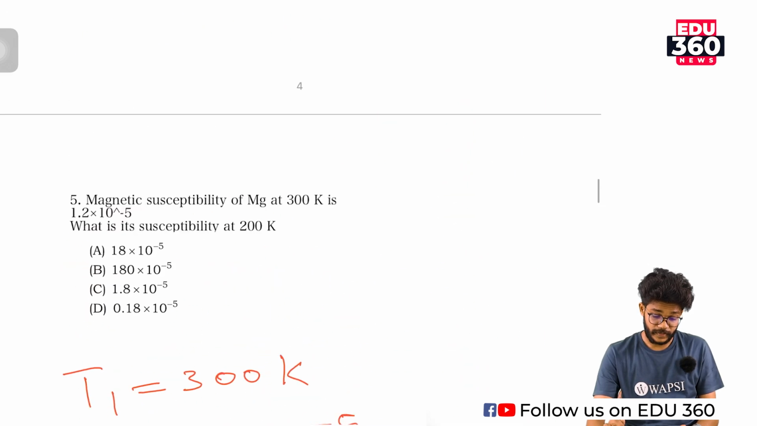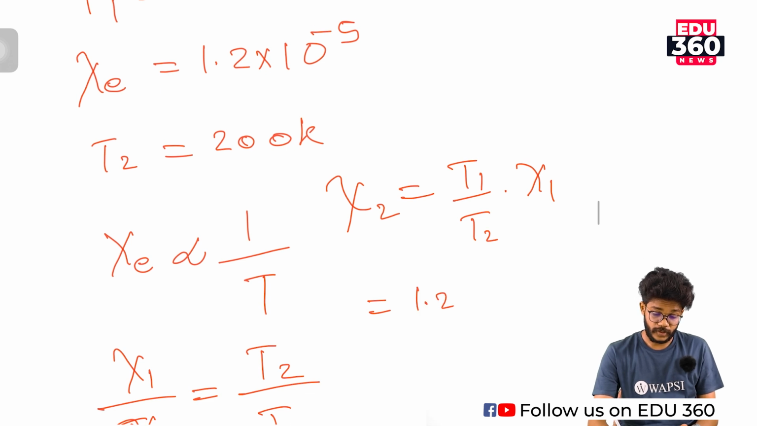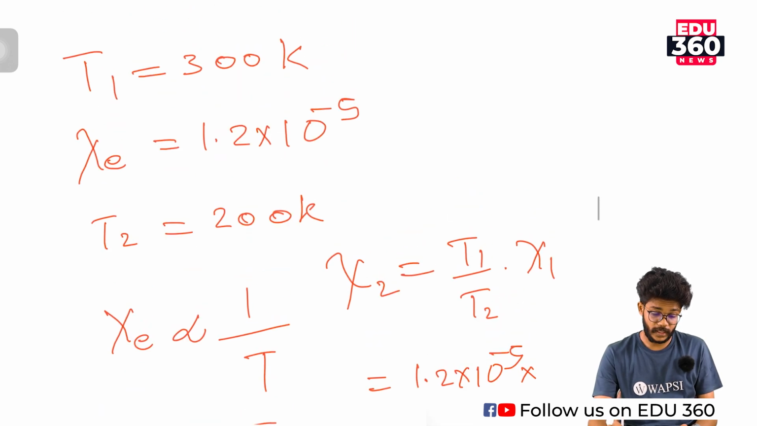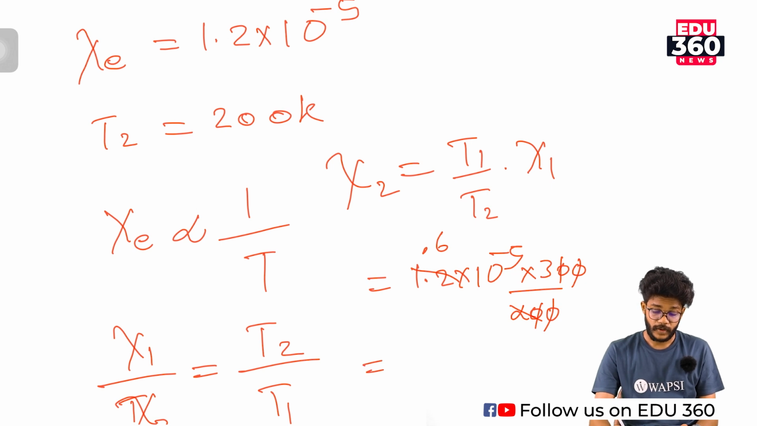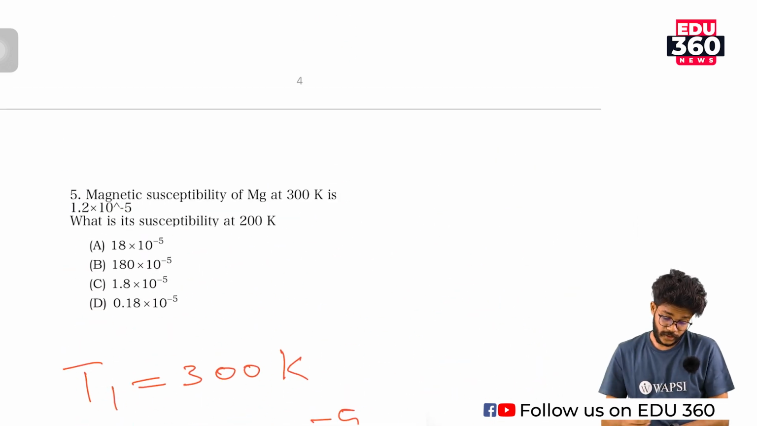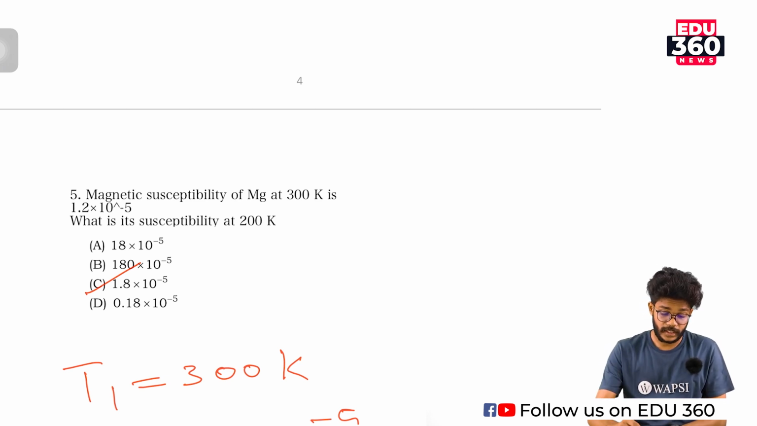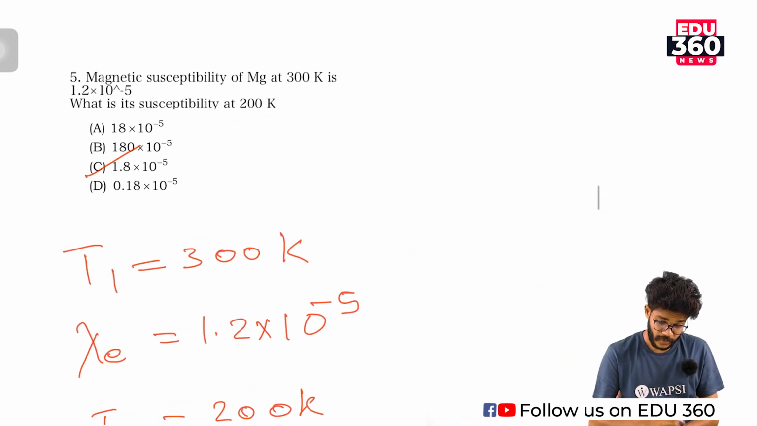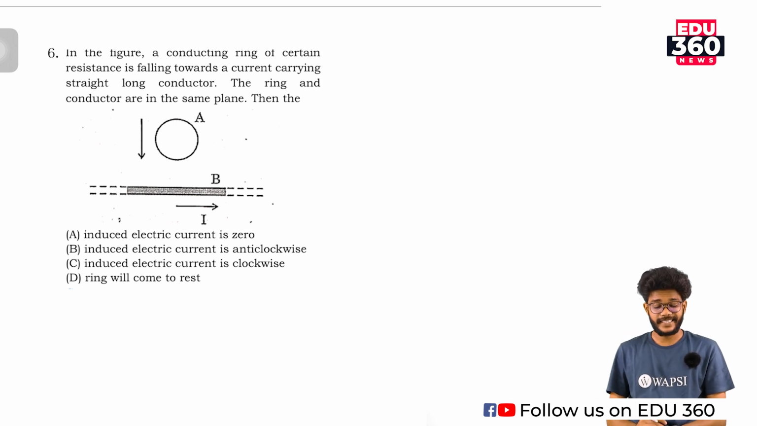What is the value of chi 1? That is 1.2 × 10^-5, multiplied by T1 over T2, 300 by 200. The zeros can be cancelled and 1.2 divided by 2 is 0.6. 0.6 into 3 is 1.8. So 1.8 × 10^-5 is the value. Option C is the correct answer: 1.8 × 10^-5. Yes, minus 5. So we can move to the 6th question.